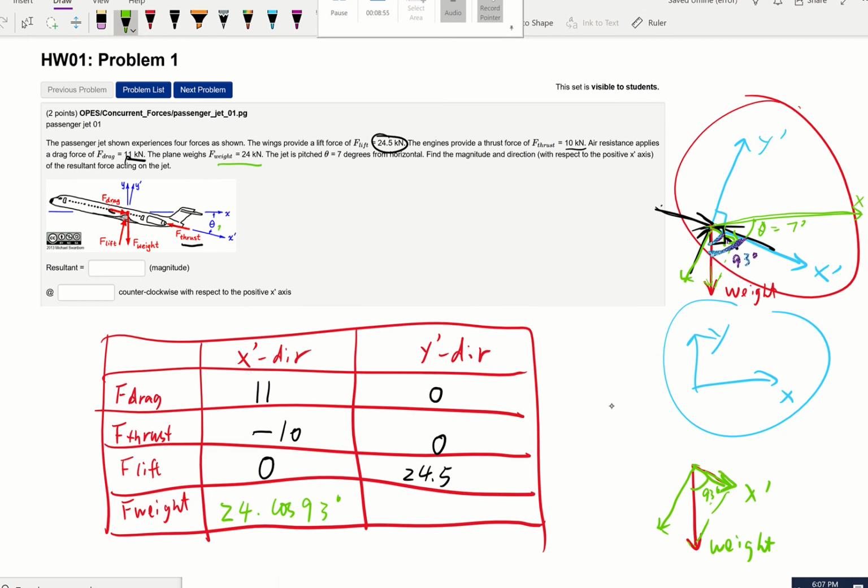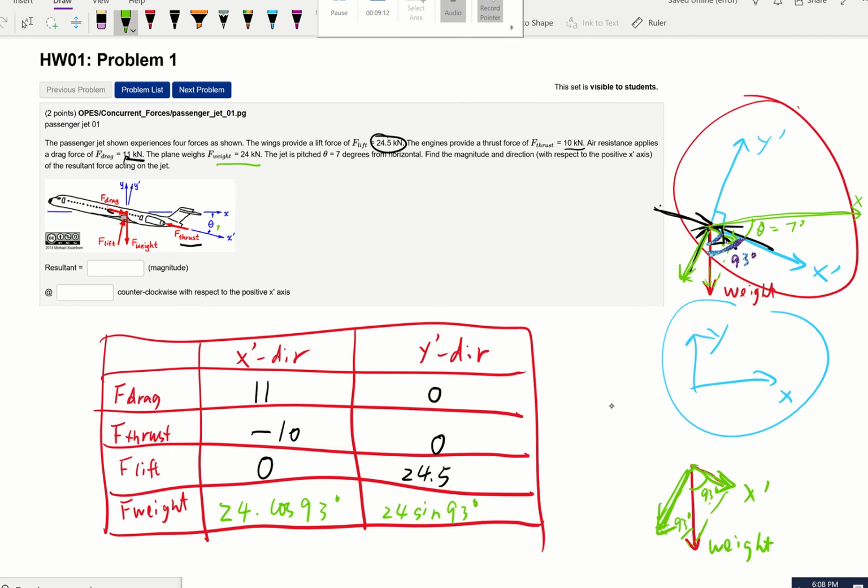Then we're going to look at F y prime here. And this angle is 93, so it's opposite. So it's going to be sine, 24 times sine 93. However, think about the sine. This is going in that direction, which is opposite of the positive y prime direction, so that's going to be negative. So watch out for the sine.